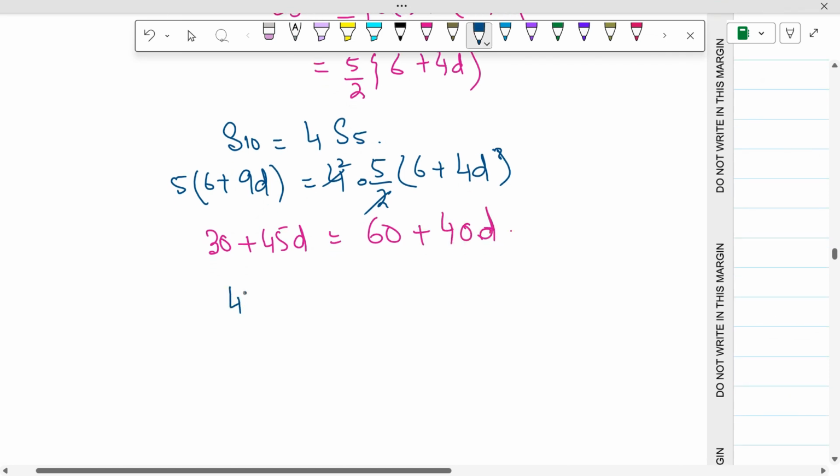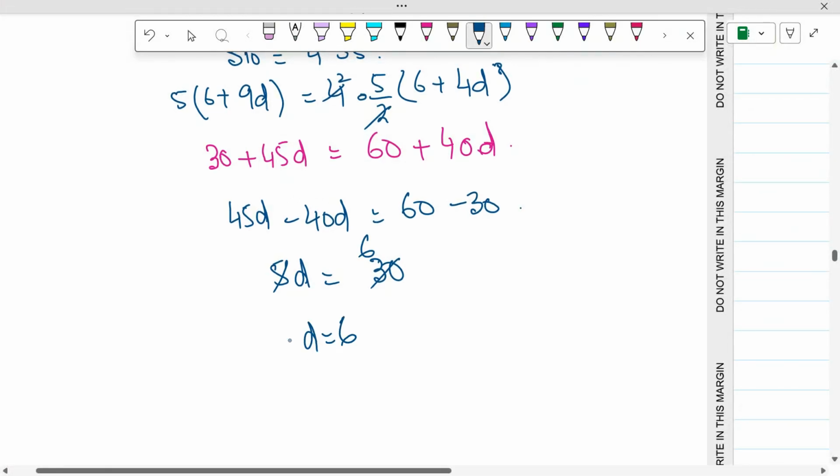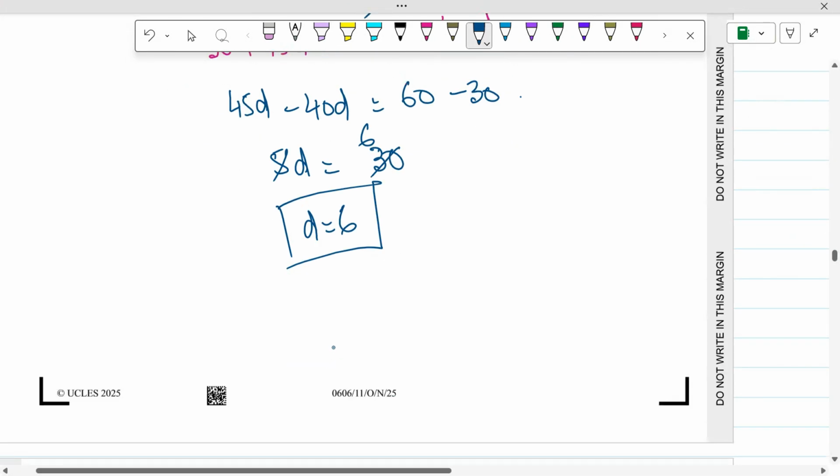So 45d, switching 40d to the left side we will have negative 40d, and equals 60, and switching 30 to the right side we will have negative 30. So 5d is equal to 30, and d is equal to 6. So we have the common difference equal to 6, which was required.